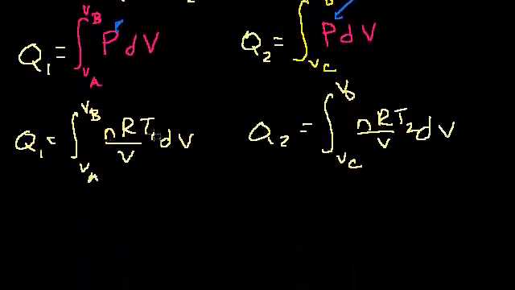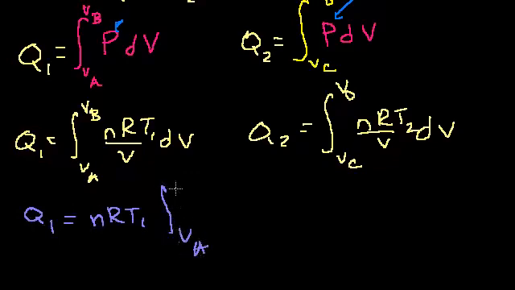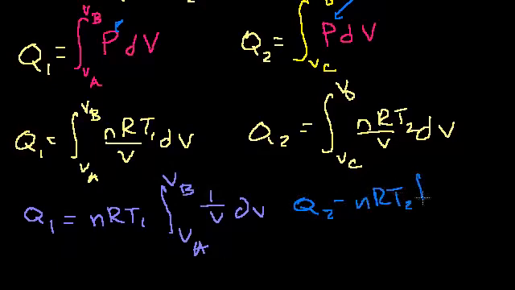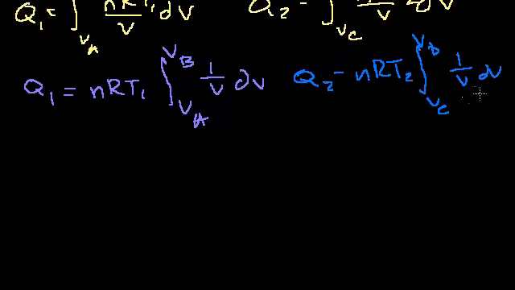Fair enough. So n is constant. R is definitely a constant. n is just the number of molecules we have, and then our temperature is also constant. So we can take it out of the integral. So we can rewrite Q1 as nRT1 times the integral from VA to VB of 1 over V dV. And Q2 we can write as nRT2 times the integral from VC to VD of 1 over V dV. All right, now this integral is fairly straightforward to evaluate.